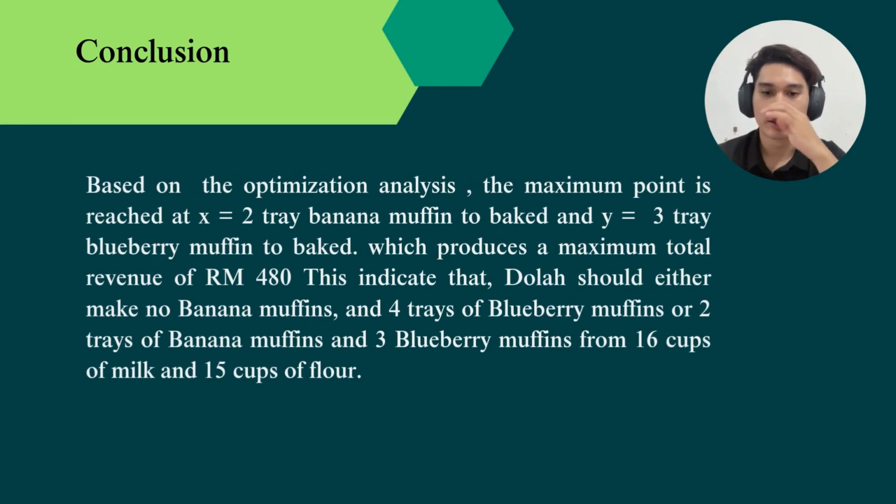Okay, based on the optimization analysis, the maximum revenue of 480 ringgit is achieved at 2 points. The first one is baking 2 trays of banana muffin and 3 trays of blueberry muffin, or baking 0 trays of banana muffin and 4 trays of blueberry muffin. This means Dola should either make no banana muffin and 4 trays of blueberry muffin, or 2 trays of banana muffin and 3 trays of blueberry muffin, using 16 cups of milk and 15 cups of flour.